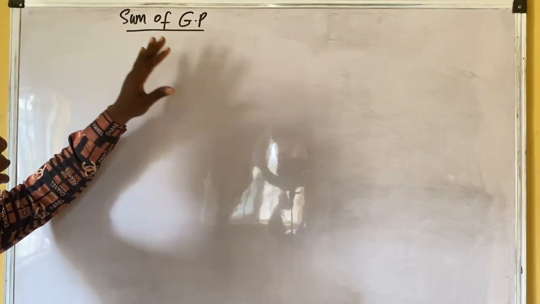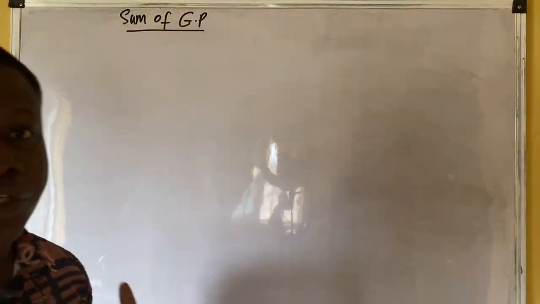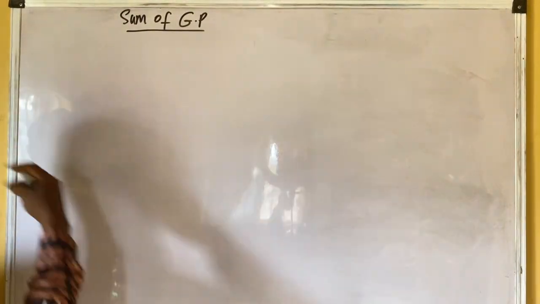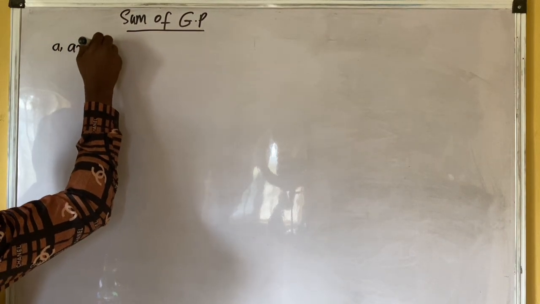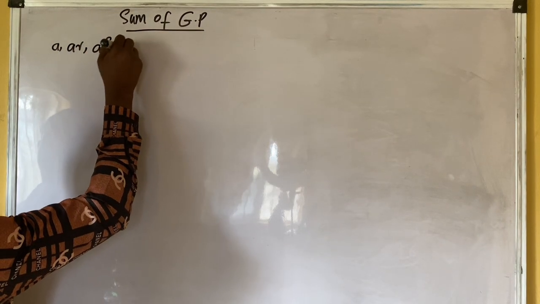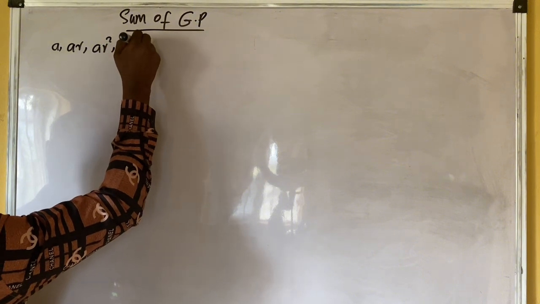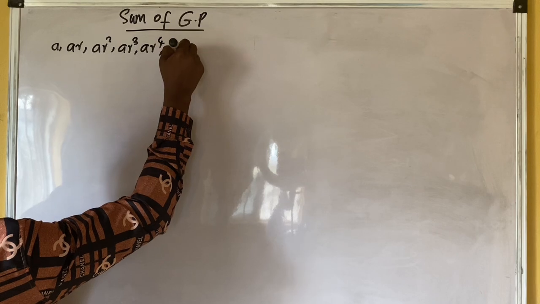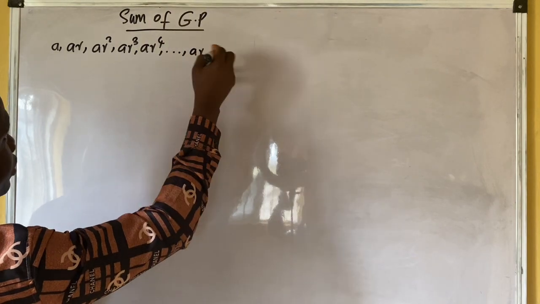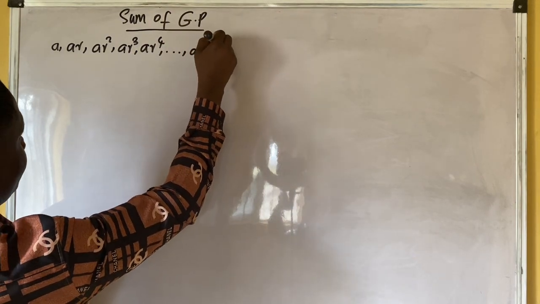Let's look at the sum of a geometric progression, GP. If you are given a geometric progression A, AR, AR raised to the power of 2, AR raised to the power of 3, AR raised to the power of 4, then it continues to the nth term of the GP, which is AR raised to the power of n minus 1.